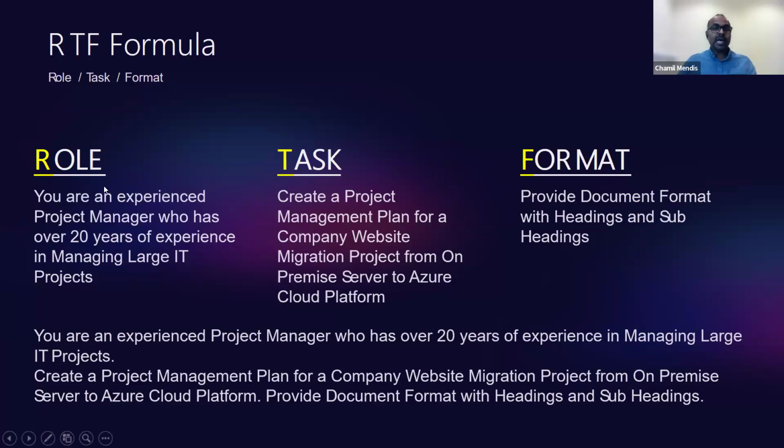So this is the RTF formula: role, task, format. You take this prompt and run it on ChatGPT or any other model, and then you will get the output. After that, you do some fine tuning and modify the prompt until you are satisfied. So you can add more details on the role, task, and format according to your requirement.